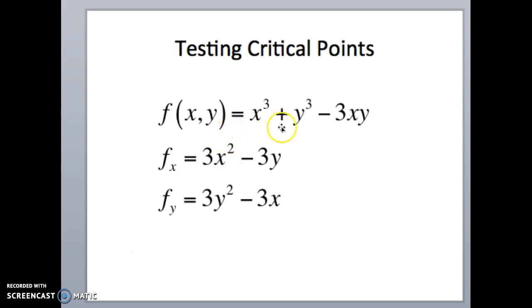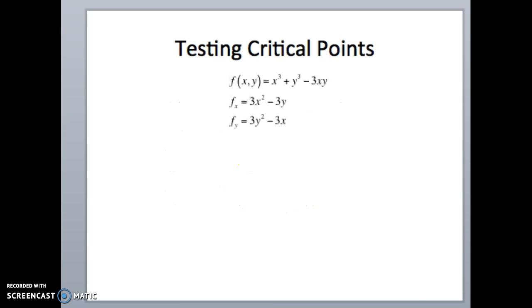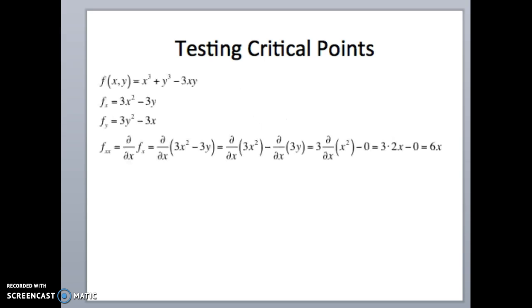So here's our function and our first order partials. If I want to get f sub xx, it's the partial derivative with respect to x of f sub x. If I want to get f sub yy, it's the partial derivative with respect to y of f sub y. And then the mixed partials, partial with respect to y of this one, partial with respect to x of that one. So where do we go?